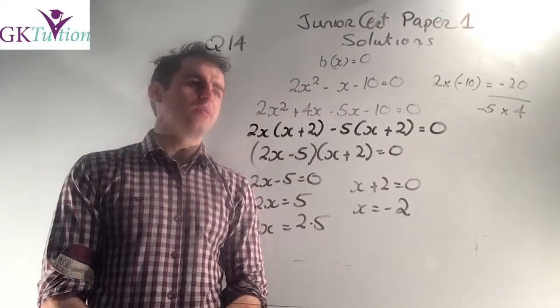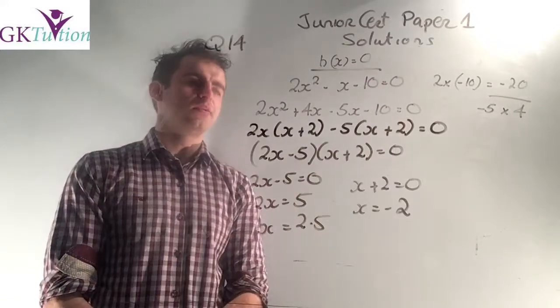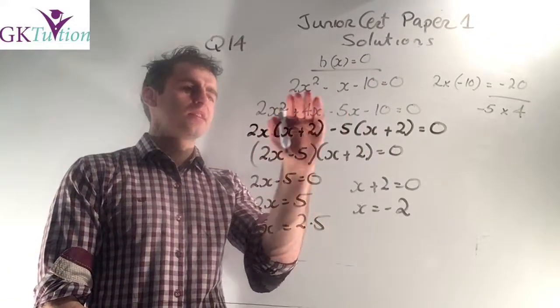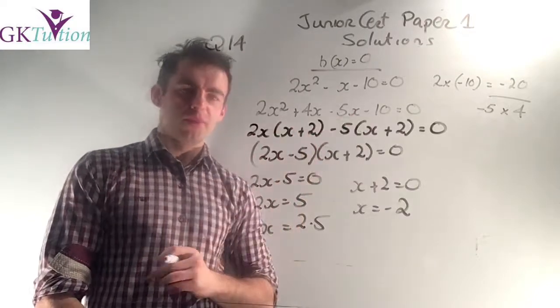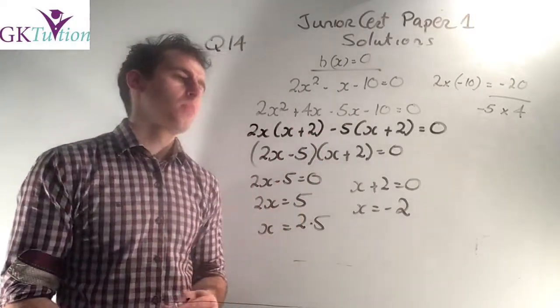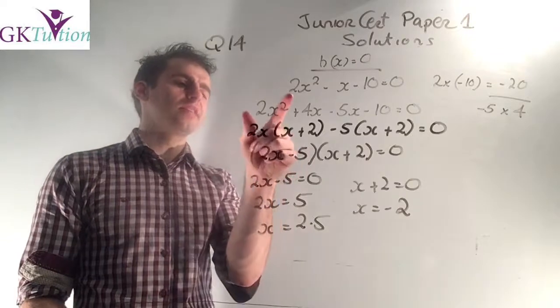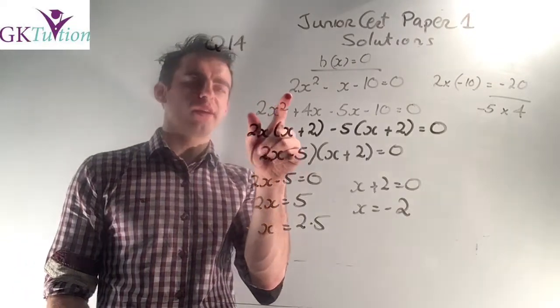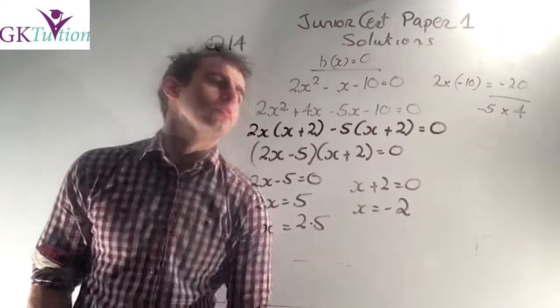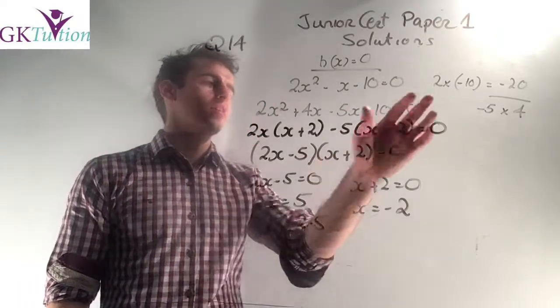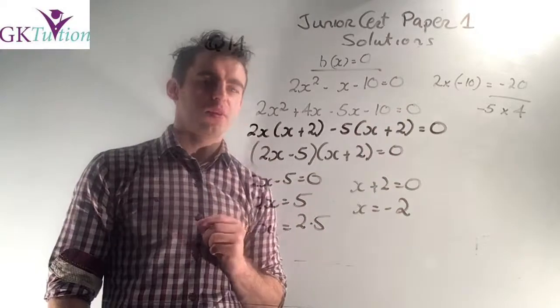Okay, so for the second one here, I need to solve h of x equals 0. h of x is 2x squared minus x minus 10 equals 0. I'm going to continue by doing it by the factorizing by grouping method. The first thing you will do in a case like this is take the number in front of x squared and multiply it by the number at the end. So you're going to get 2 multiplied by minus 10, which gives me minus 20.